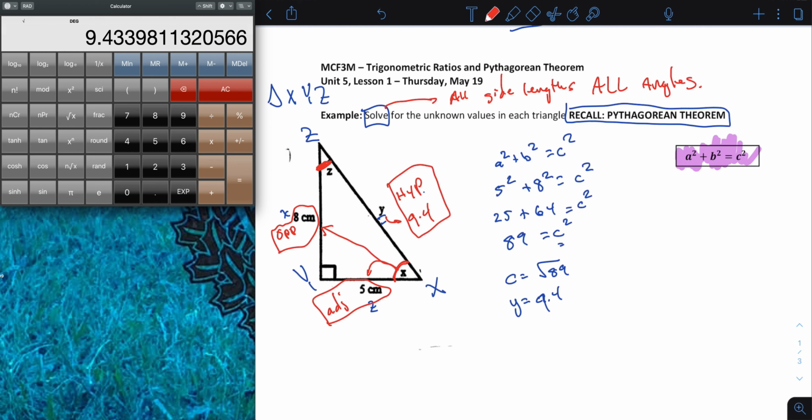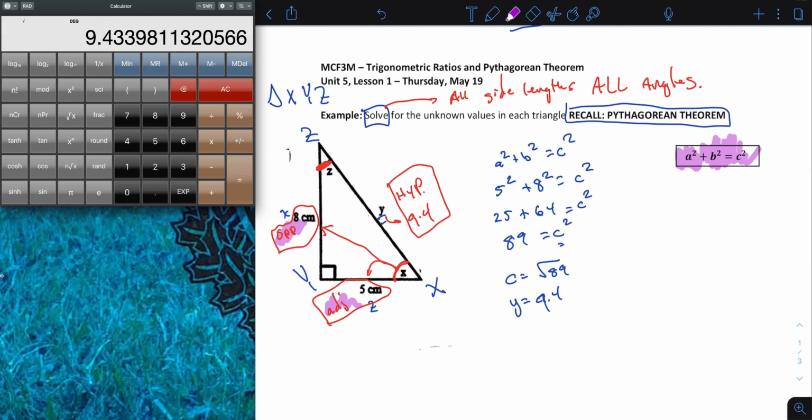Now I want to solve for angle X. You could pick any of your 3 trig ratios to get the answer here. The problem is I solved for this one. What if I did this wrong? If I use the hypotenuse in my calculations and this is wrong, then my next number is going to be wrong. So I want to avoid using this if I can. If you can't, then you can't. So I'm going to choose to use opposite and adjacent.